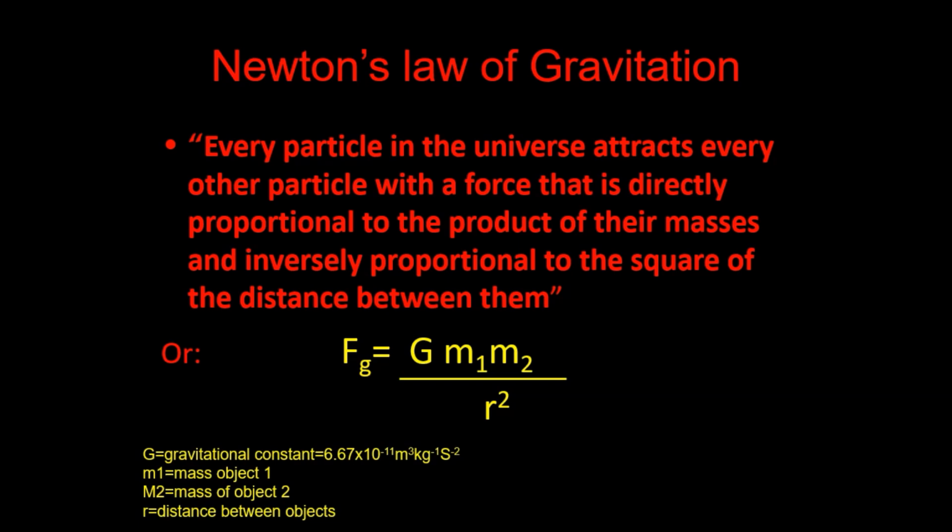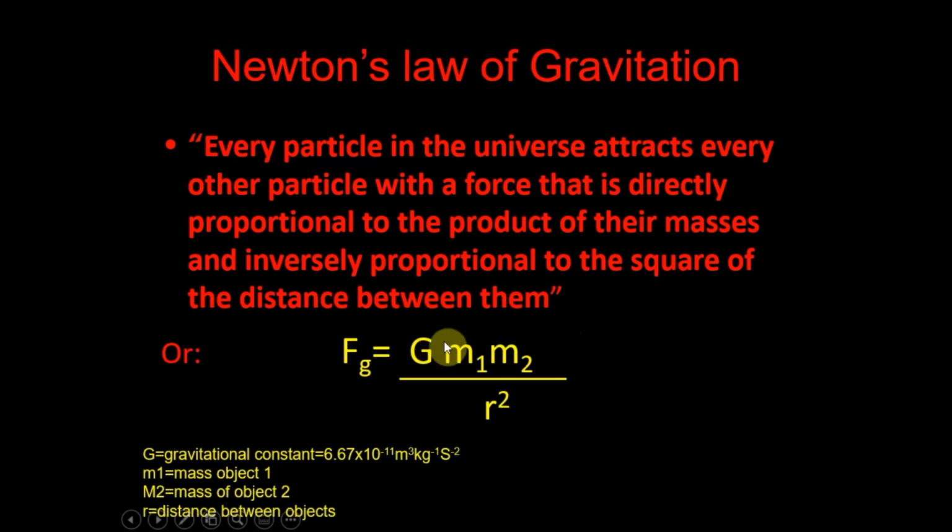Newton said, in words, every particle in the universe attracts every other particle with a force that is directly proportional to the product of their masses and inversely proportional to the square of the distance between them. Or, the force between two masses, m1 and m2, will be this. Fg is equal to G, which is a gravitational constant of 6.67 times 10 to the minus 11 meter cubed per kilogram per square second, times m1 times m2 over r squared, where r is the distance between the objects. This is the 1 over r squared relationship we saw previously. So this is what he came up with.